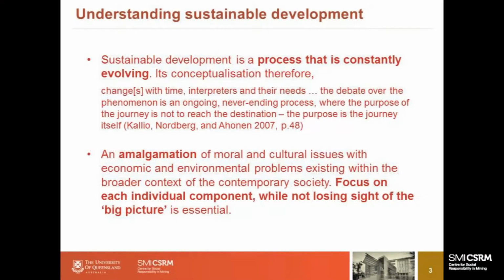Sustainable development is an amalgamation, to that extent, of moral and cultural issues interacting with economic and environmental problems that exist within the broader contemporary society which we inhabit. The idea is to focus on each of those economic, ecological, institutional elements while not losing the bigger picture, which is the journey and not the outcome per se.